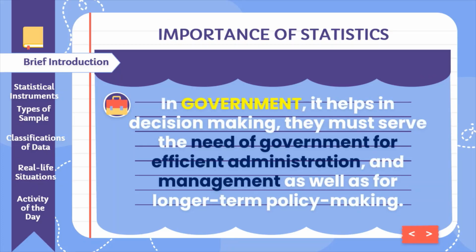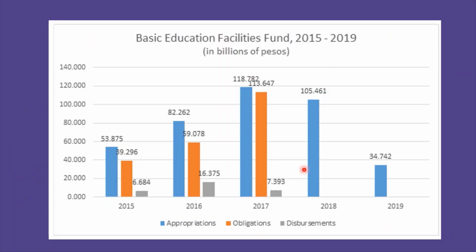Okay. In government, it helps in decision making. So they must serve the need of government for efficient administration and management as well as longer-term policy making. Katulad po ng nakikita ninyo, ito po yung graph ng Basic Education Facility Fund, yung pondo po ng ating departamento, which is Department of Education. So yan po. Yung obligation po, yan yung orange, yung disbursement, yan po yung gray. Ito po yung budget, kasi ito po yung ating obligation. So, nakikita po ninyo kung nagagamit ba o sumusobra ba sa budget yung ating nagagastos. Okay?